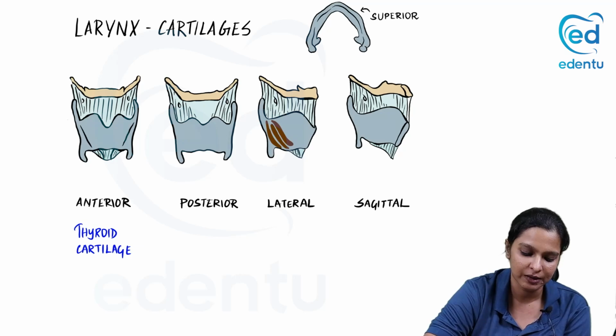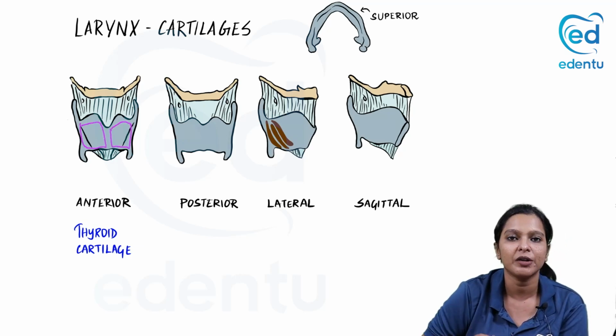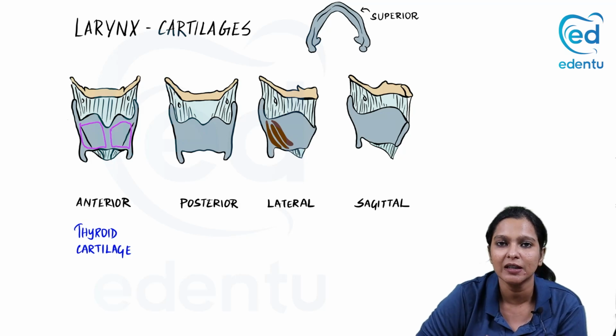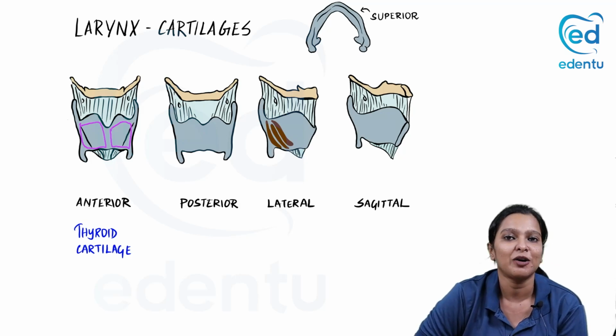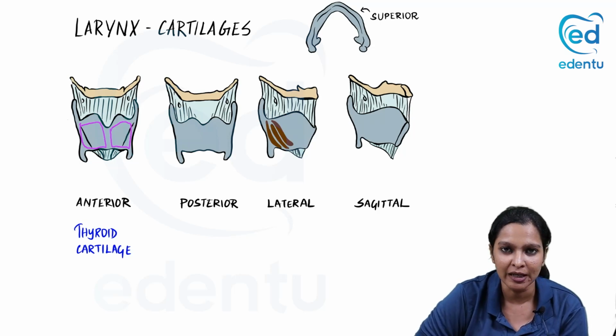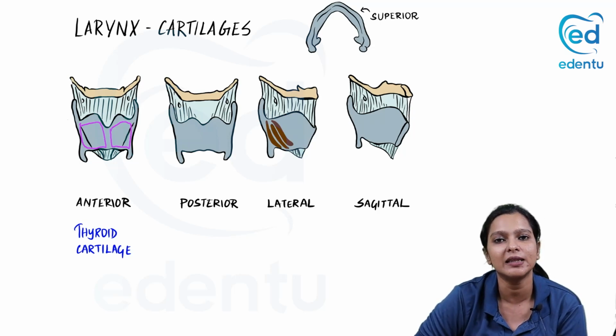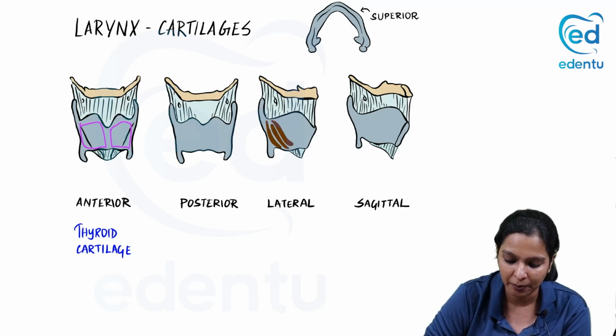Now, let's take a look at the outer surface. So this is the outer surface. When viewed from the anterior, whatever you're seeing now, the oblique line is there. That is the outer surface of thyroid cartilage. In the outer surface, we have the oblique line.